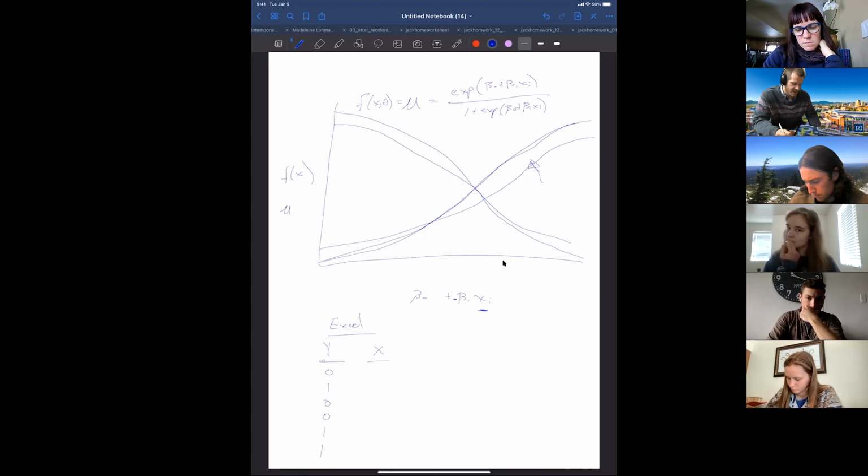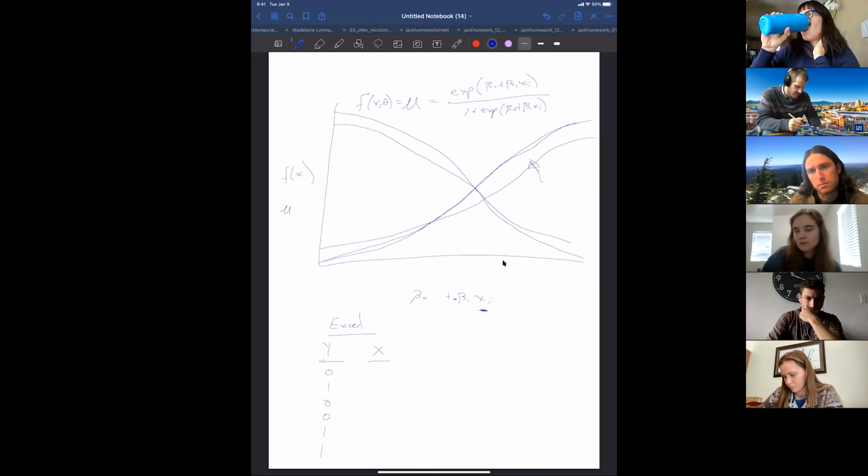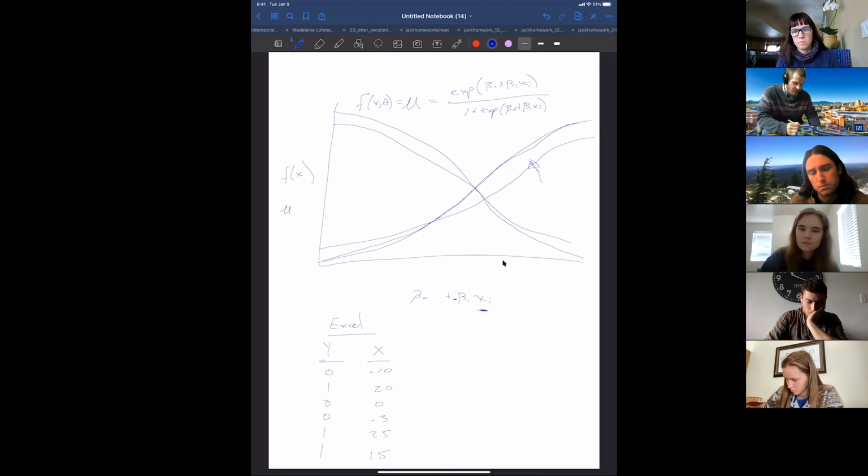And now let's say x is some value of forb vegetation that helps survival. Could be anything. This is just an example. And let's say x equals -10, 20, 0, -3, 25, 15, right? This is all we have. This is our data. And from this, we come up with all this other stuff.